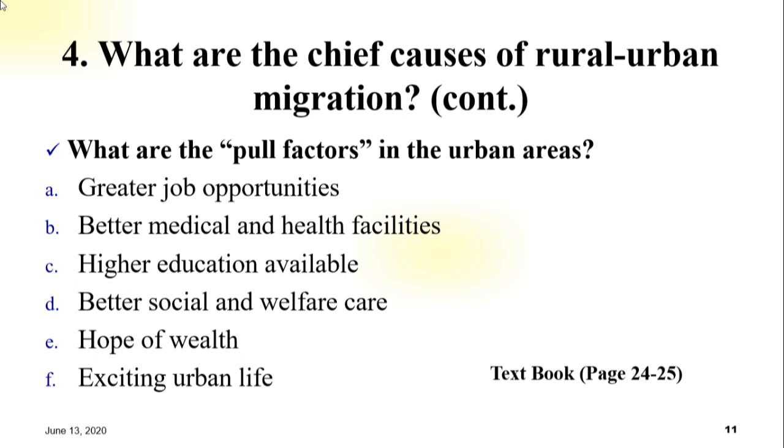Number 2, better medical and health facility. Facility here means places, the better medical and health places. For example, in the city there are many hospitals, health centers, and clinics, and there is also free treatment for the poor people as well.